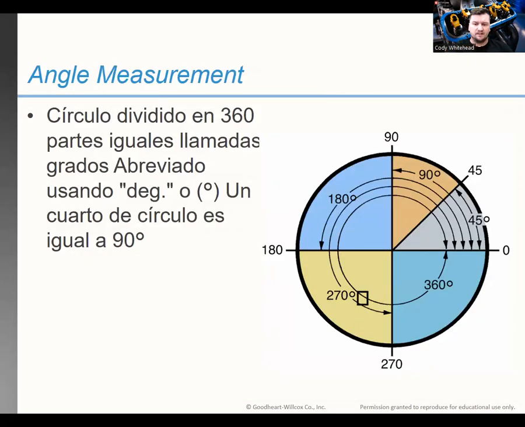Angle measurements. A circle is divided into 360 equal parts called degrees, abbreviated using DEG or that little circle right there. The parentheses aren't part of it. It's the little circle right here is all it is. 1/4 of a circle equals 90 degrees. Half of a circle is 180, 3/4 is 270. So there's different degrees and things like that.